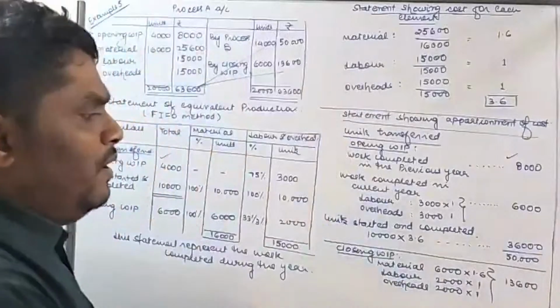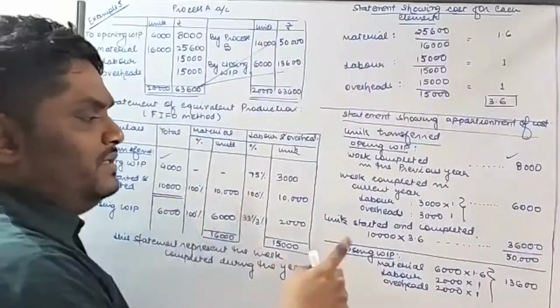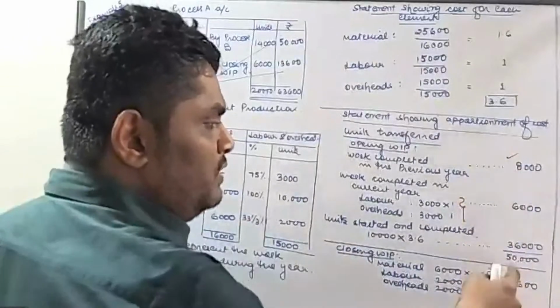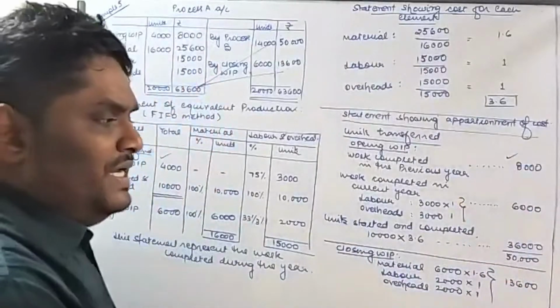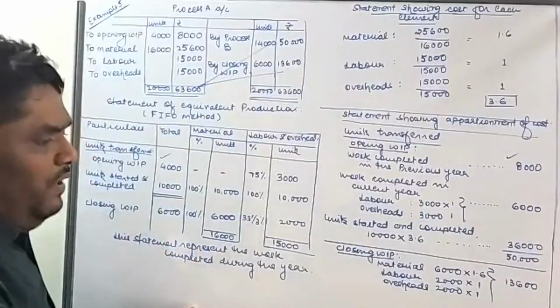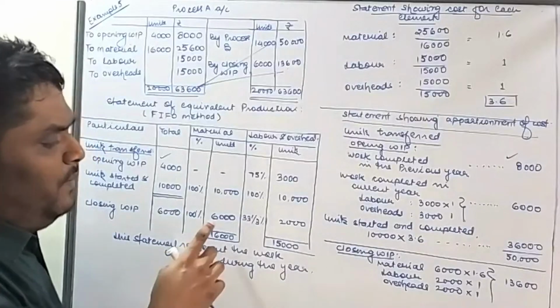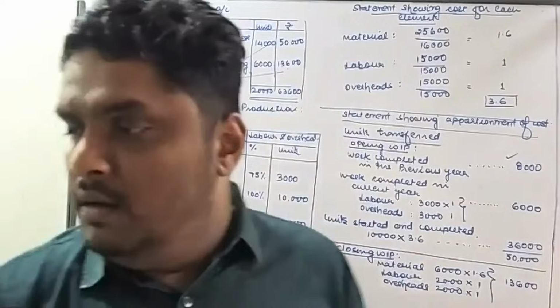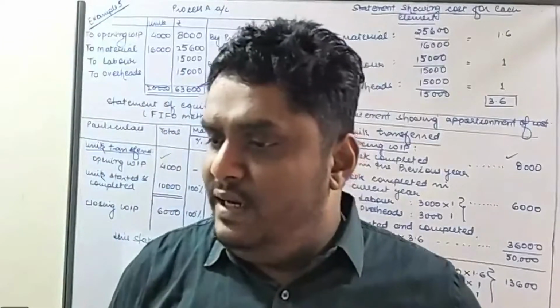Further, when talking about the 10,000 units, the entire work was done during the year, so the cost is 36,000. So this is how we have got the cost of units transferred, and accordingly we have calculated the value of closing work in progress, that is 6,000 into 1.6 and 2,000 into 1 and 1. So I hope it is clear to all now.